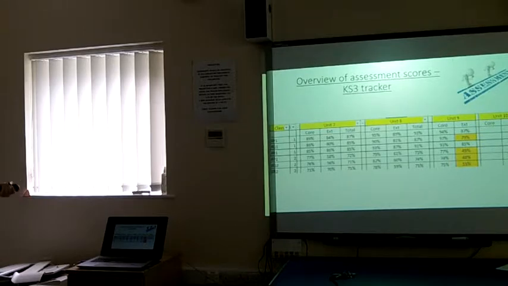So if somebody says to me, how is maths going in Year 8? Previously, I'd have had to look at 12 different pages on a spreadsheet, and this overview is quite helpful for me to think, how is maths going in Year 8? How are the different groups performing relative to each other?